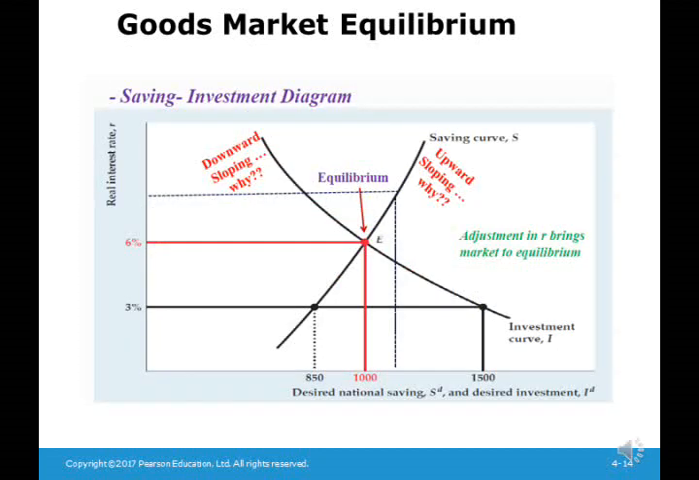Okay, representing this graphically, we find that the savings curve is positively related. For both savings and investment, the common variable that affects both is the real interest rate, and we will see that changes in the real interest rate result in movement along both curves. Looking at the saving curve, the desired savings curve, we will find it positively related.